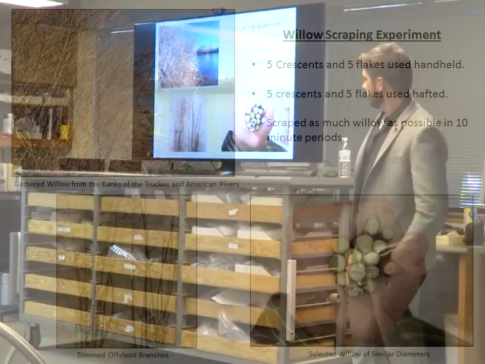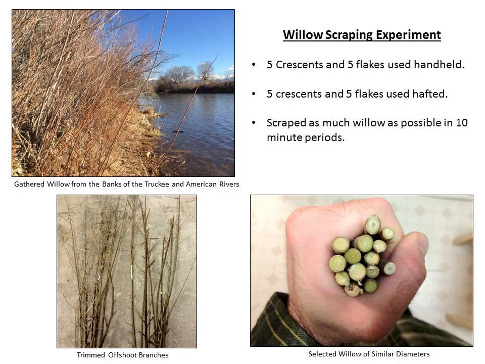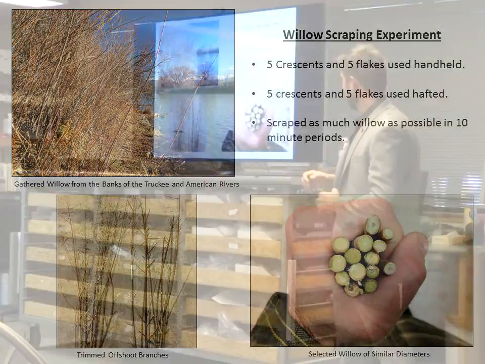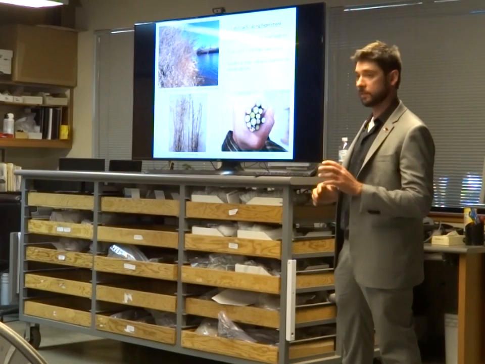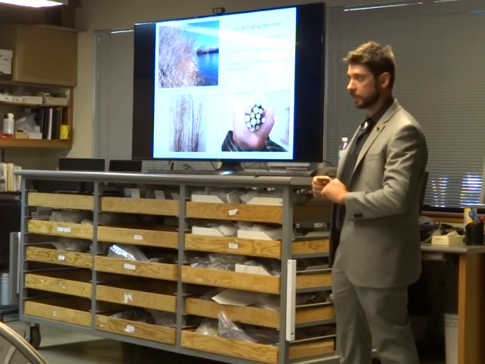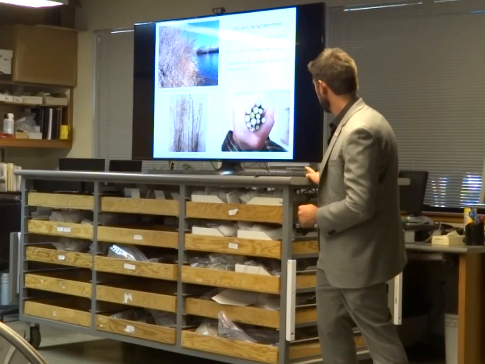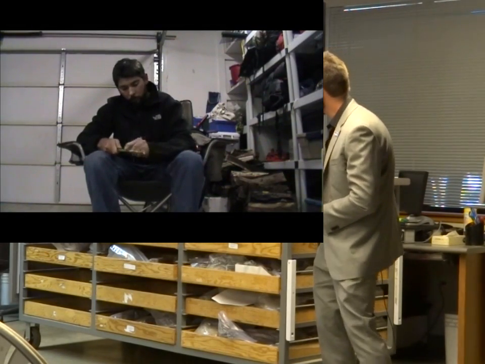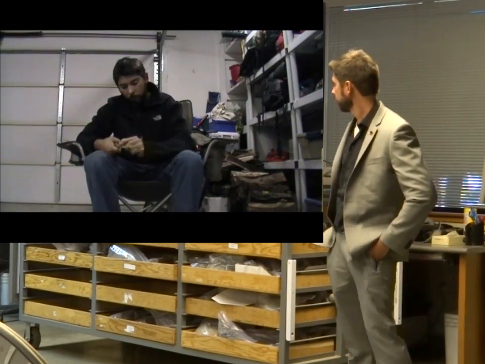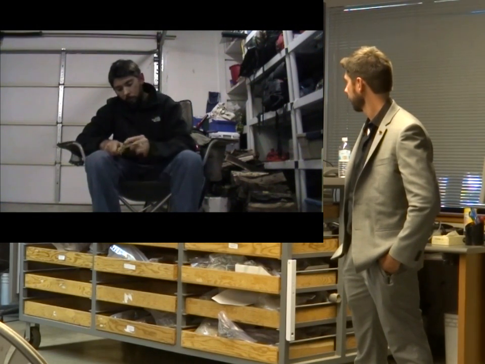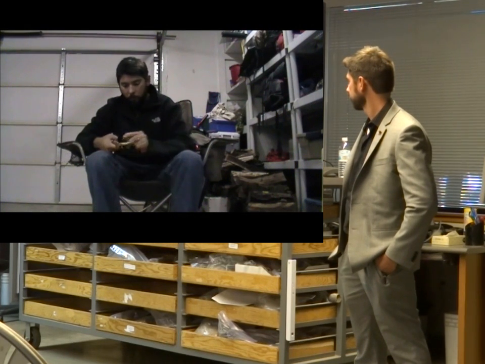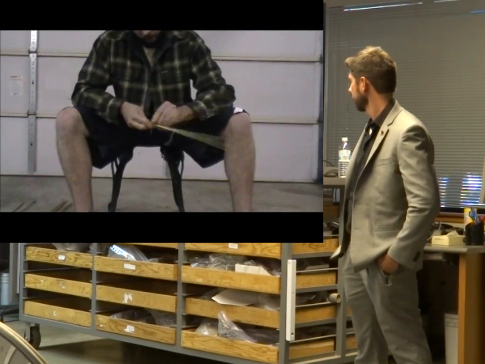For the willow scraping experiment, I gathered willow stalks from the banks of the Truckee and Sacramento rivers. I trimmed the offshoot branches and then selected willow that was of a similar diameter. Again, same formula. I used 5 crescents and 5 flakes handheld, 5 crescents and 5 flakes hafted. Scraped as much willow as I possibly could in 10-minute periods. Here's a handheld crescent. Handheld flake.